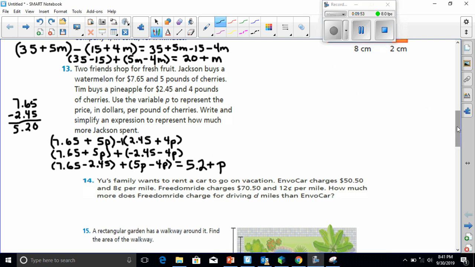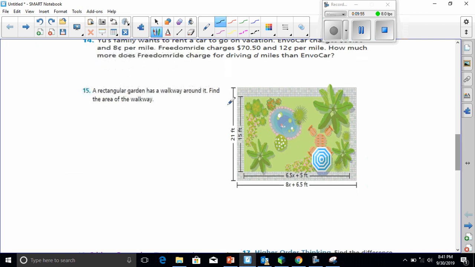Let's go down to number 15 now. A rectangular garden has a walkway around it. Find the area of the walkway. If I'm going to find the area of this walkway, they're talking about just the stone part, not the inside yard with the pool and stuff. So if I was to do this, which is a garden, I guess we'll call this a garden, even though it kind of looks like a backyard. Find the area of the walkway.